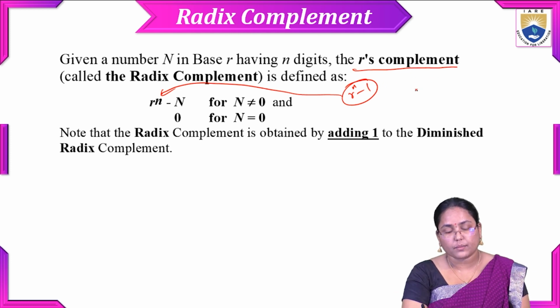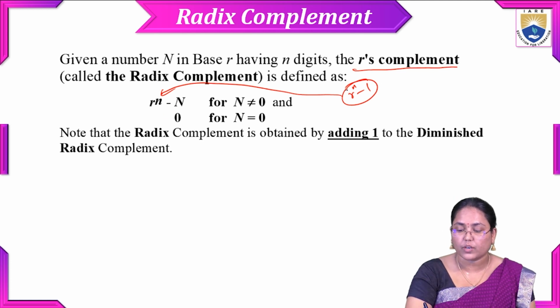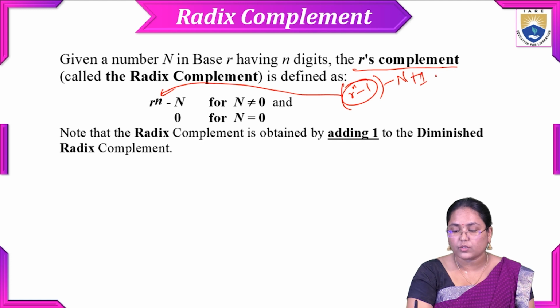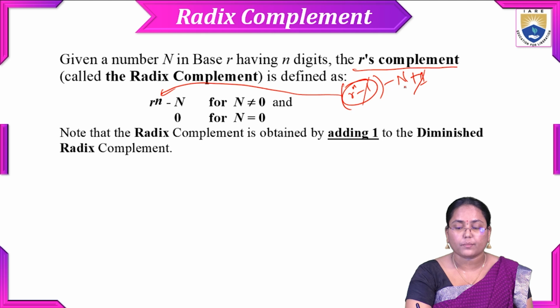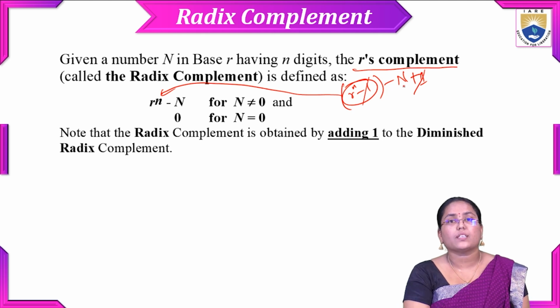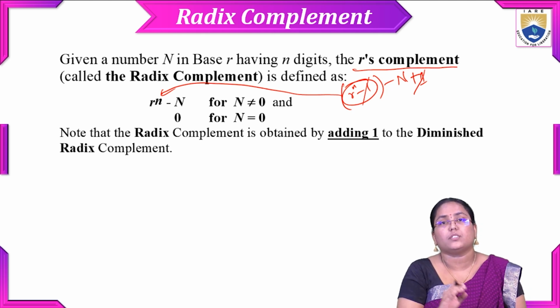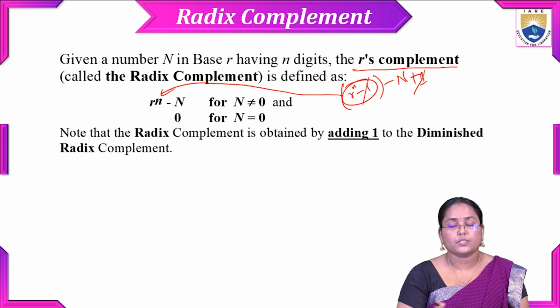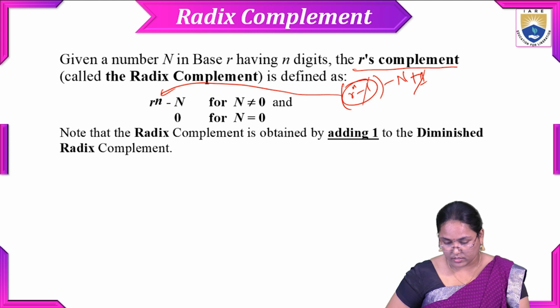So to that particular number here, in simple sense, what we can say, minus n is the actual one. If I add one more 1 to this one, this one will be cancelled, and again the resultant will be r to the power of n minus capital N. So simply we can say by adding a 1 to the diminished radix complement, we can get this particular radix complement.